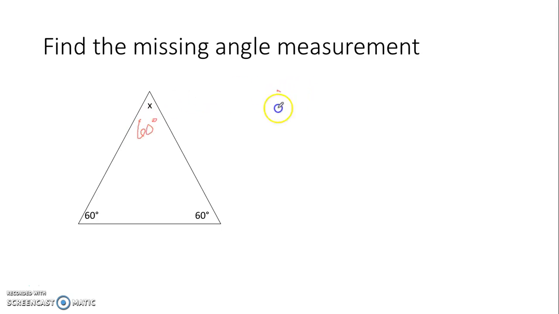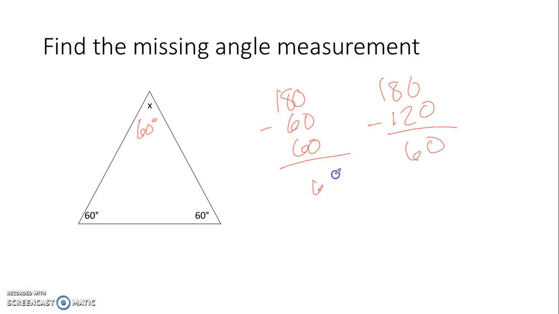Now, if you couldn't remember that, you could, of course, go 180 minus 60, or 180 minus 120, and you're going to get 60 both times. If you couldn't remember, an equilateral triangle has all three angles equal to 60 degrees.